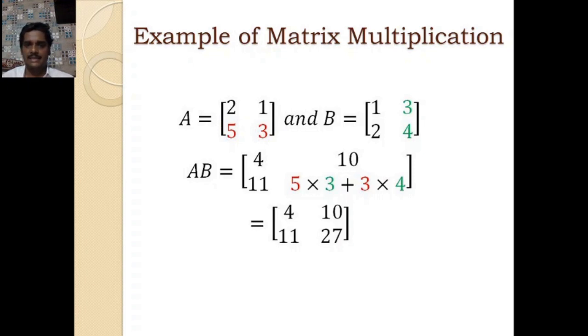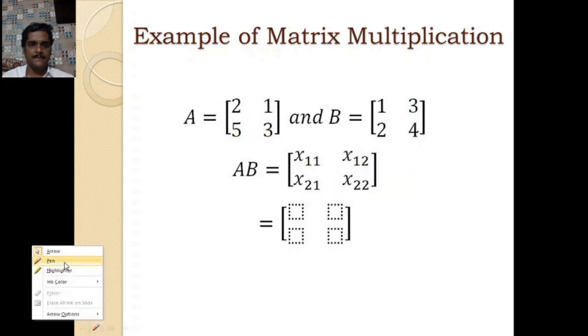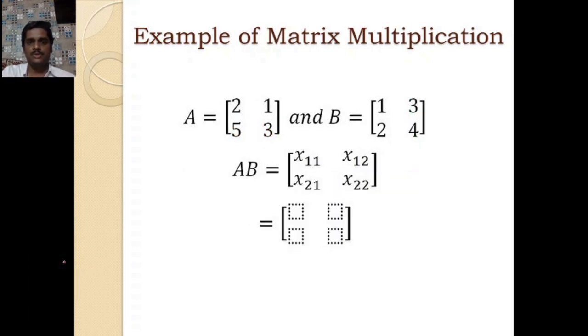I hope the idea is clear now. What we need to do? We need to concentrate on the position. Position is 1 1 means first row you have to select from first matrix. First column you have to select from second matrix. You have to multiply them to get x11.